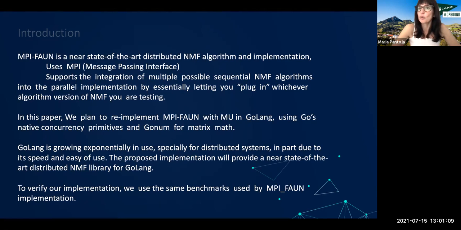Now, to make sure our algorithm provided the correct implementation, equivalent to MPI-FAUN, we ran all the benchmarks that MPI-FAUN has. We ran them on our implementation to make sure that we are equivalent to them.